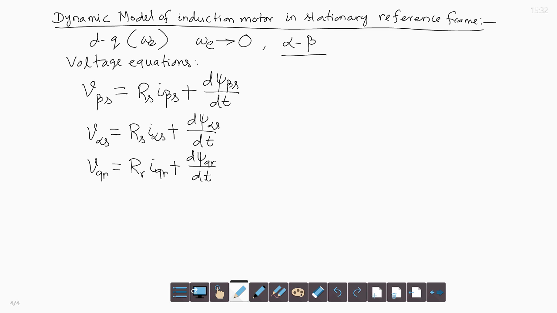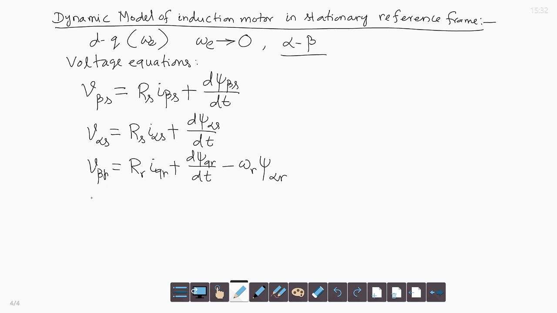And here the rotational EMF is there, minus omega r into psi alpha r. For the synchronously rotating reference frame it was omega e minus omega r into psi dr. Now omega e is set to 0, so minus omega r into psi alpha r. This is not q r, but beta r.